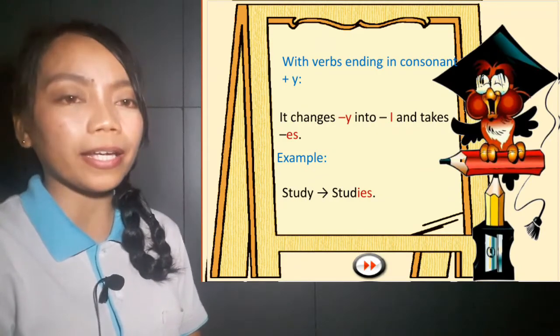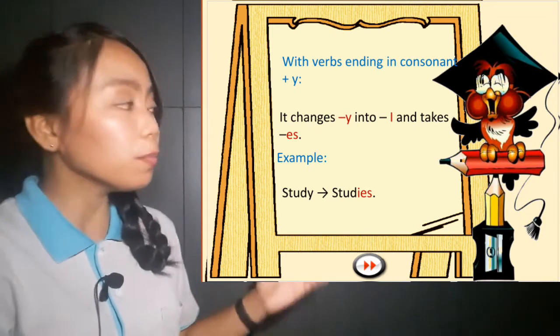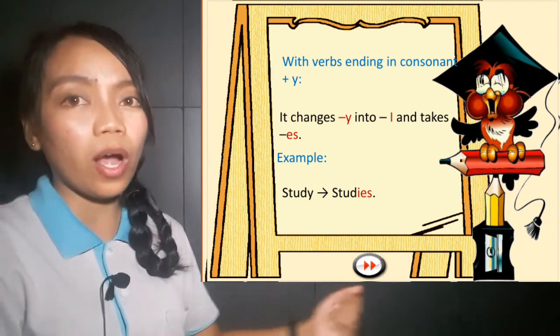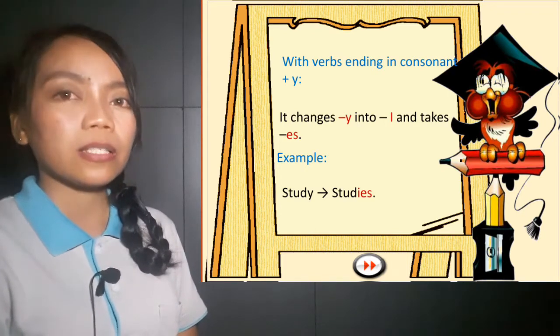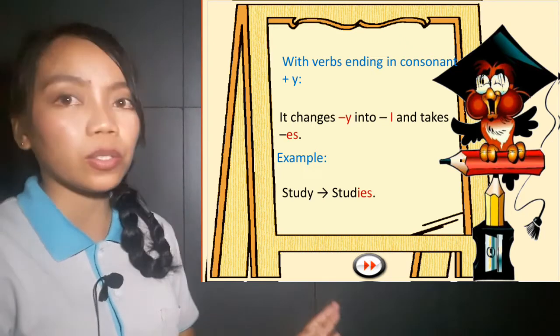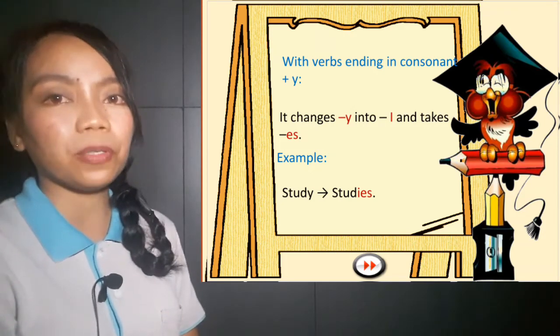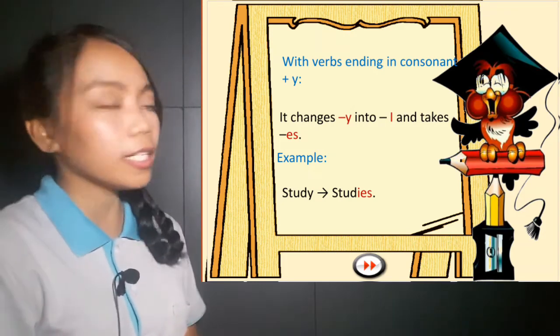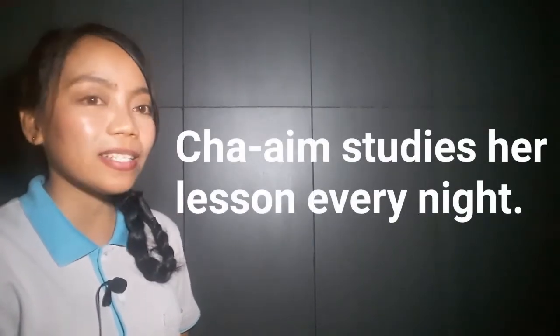Okay, next. How about verbs ending in consonant plus Y? Earlier we talked about vowel plus Y. How about now? Consonant plus Y. So what will happen to the verb if the subject is singular? It changes Y into I and takes ES. Example, study, studies. For example, Chaim studies her lesson every night.